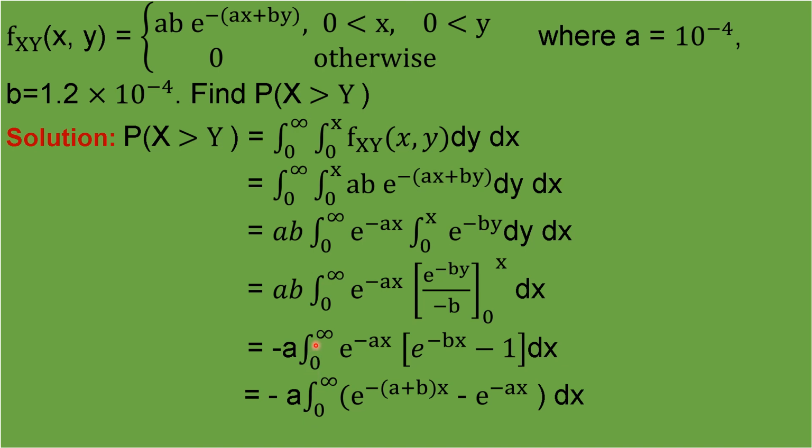So -a times the integral from 0 to infinity. Multiplying this out, e^(-ax) times e^(-bx) is e^(-(a+b)x), then minus e^(-ax) times 1, which is e^(-ax), dx. Now the integration of e^(-(a+b)x) is e^(-(a+b)x) divided by -(a+b). The integration of e^(-ax) is e^(-ax) divided by -a. We take the difference at the upper limit infinity and the lower limit 0.